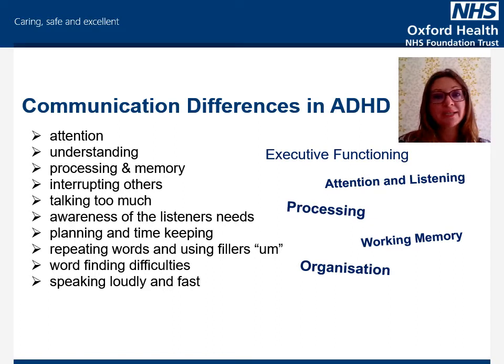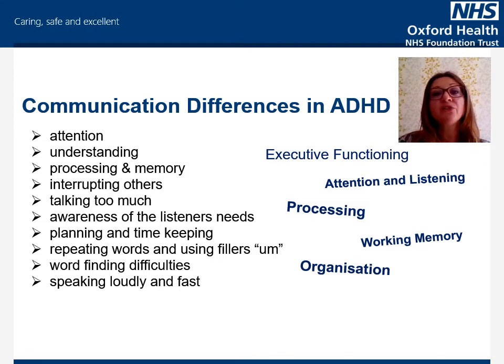If we look at processing and memory and organisation, in ADHD you may see a slower processing speed because they process language differently. They are more likely to go off topic, and struggle to find the right words and put their thoughts together in an organised fashion. This may result in them repeating words or using fillers, as they're trying to organise their thoughts and give themselves more processing time, and that can appear as if the young person's got a stammer.